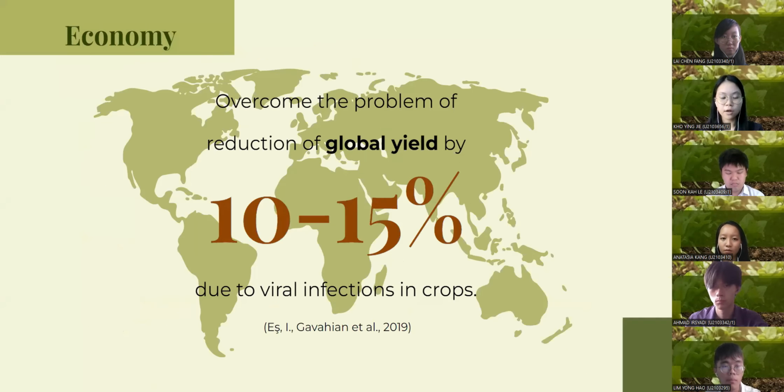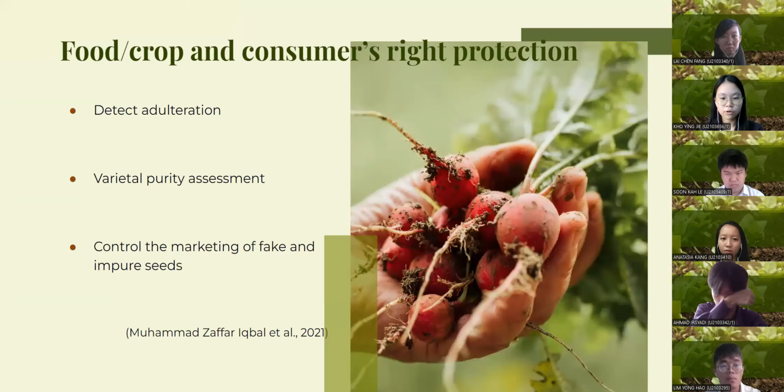From the economic aspect, agricultural biotechnology such as CRISPR genome editing, which increases plant resistance against viral infections, can overcome the problem of reduction of global yield. Crop and consumers' rights can be protected. Agricultural biotechnology such as DNA fingerprinting can detect adulteration in plant-based food and drugs. This helps in varietal purity assessment, hence will help to control the marketing of fake and impure seeds.